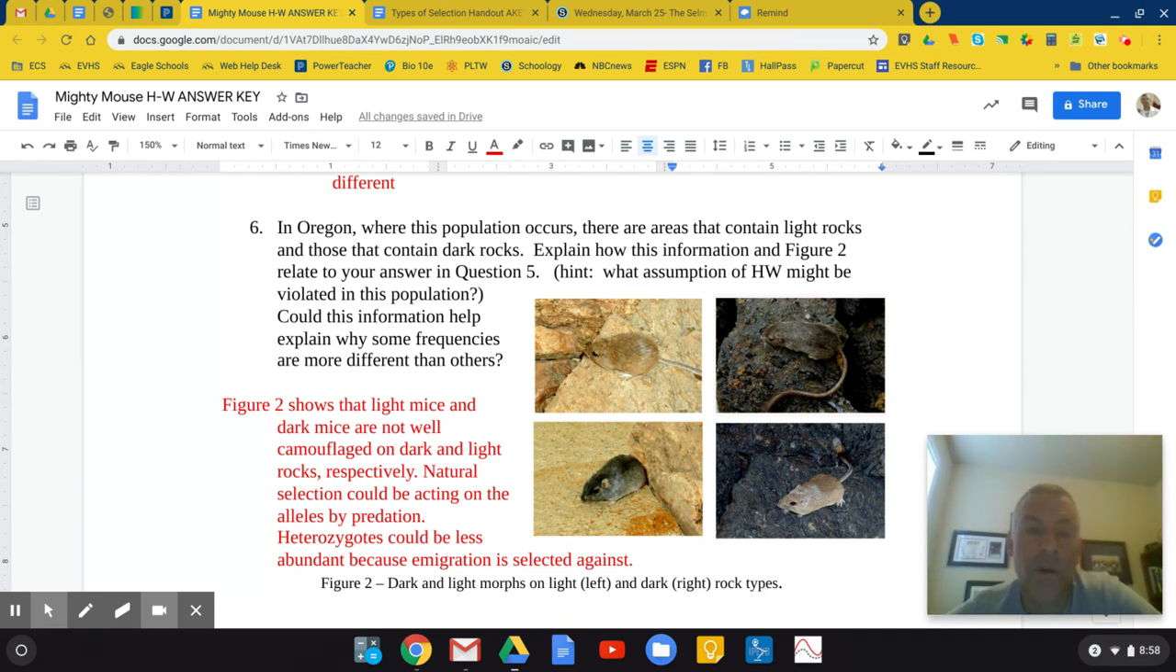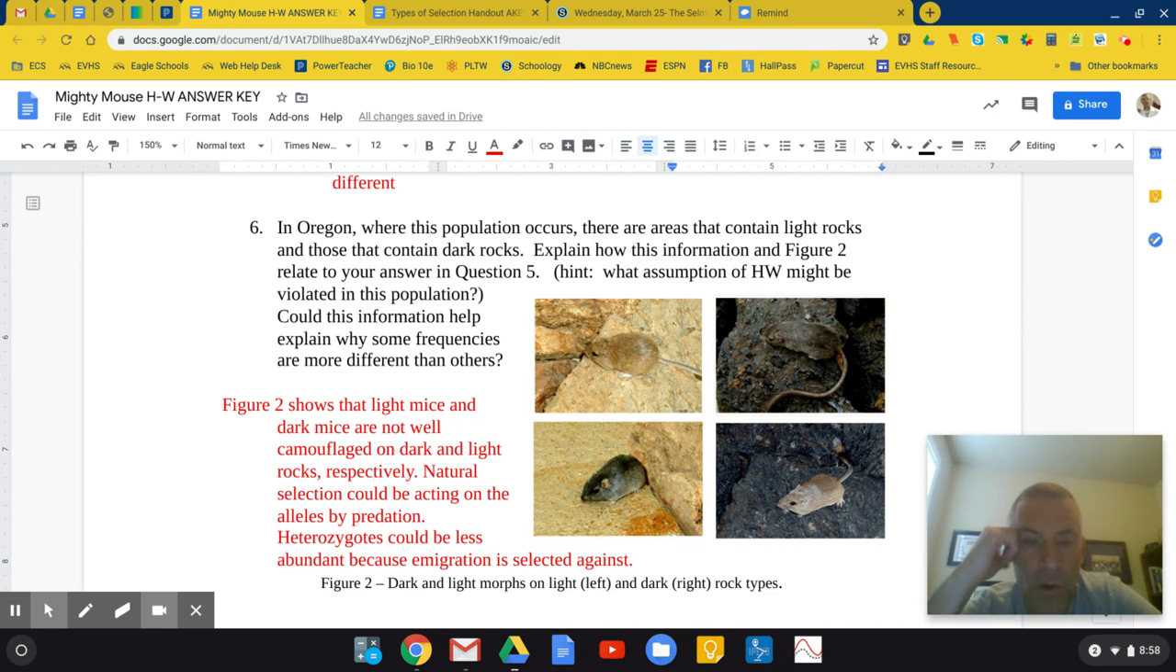So it says figure 2 shows that light mice and dark mice are not well camouflaged on their opposite colored rocks. So it all comes down to camouflage for these mice. Natural selection, therefore, could be acting on those alleles by just predation. If there's snakes in the area that prey on these mice and this light colored mouse jumps out to them, they're going to bring that population down.